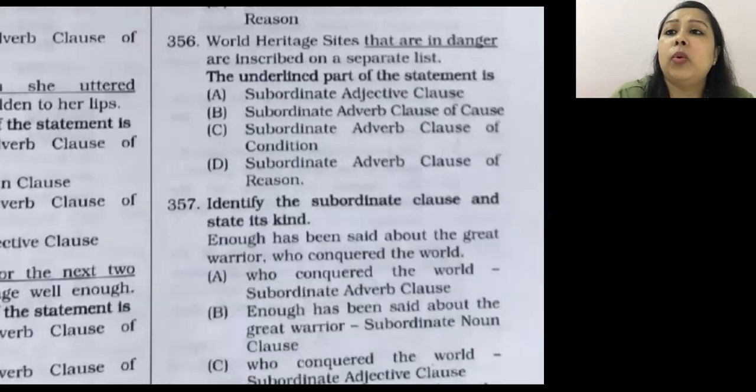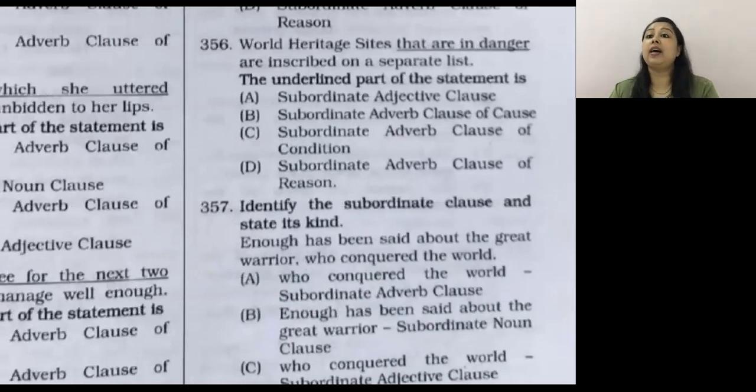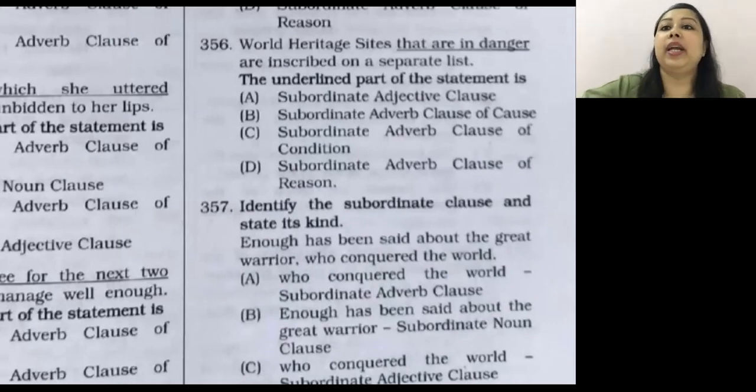Next one. World Heritage sites that are in danger are inscribed on a separate list. Now I am asking a question, which heritage sites are inscribed, and which tells me it is subordinate adjective clause. Very good, Durva.